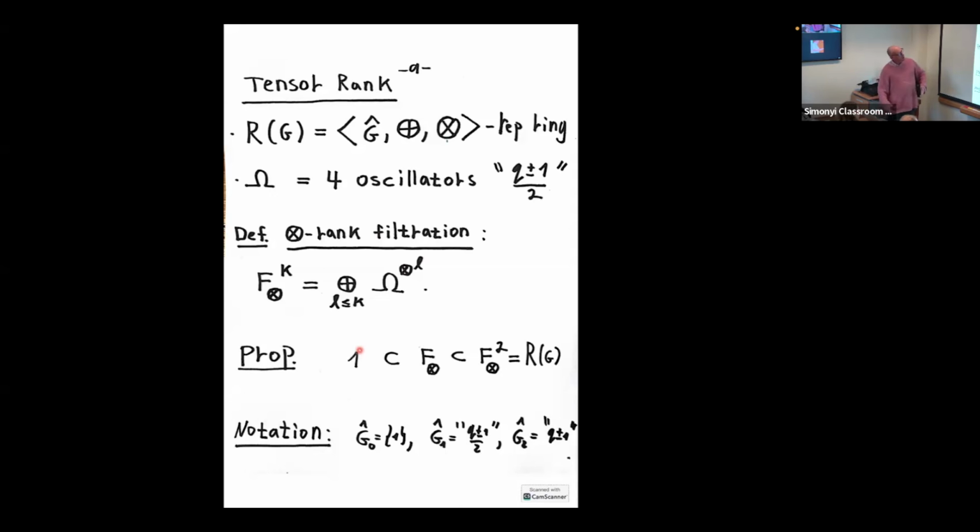It's almost an ideological choice. The most important guys will be those four representations of dimension (q+1)/2 and (q-1)/2, two of each. And I'll denote this collection by omega. And now you can start to take tensor products, iterate, taking tensor product of guys like this L times, and sum up guys like this. So define the tensor rank filtration. The Lth piece of it is all the guys which appear, summing over all those things up to L.